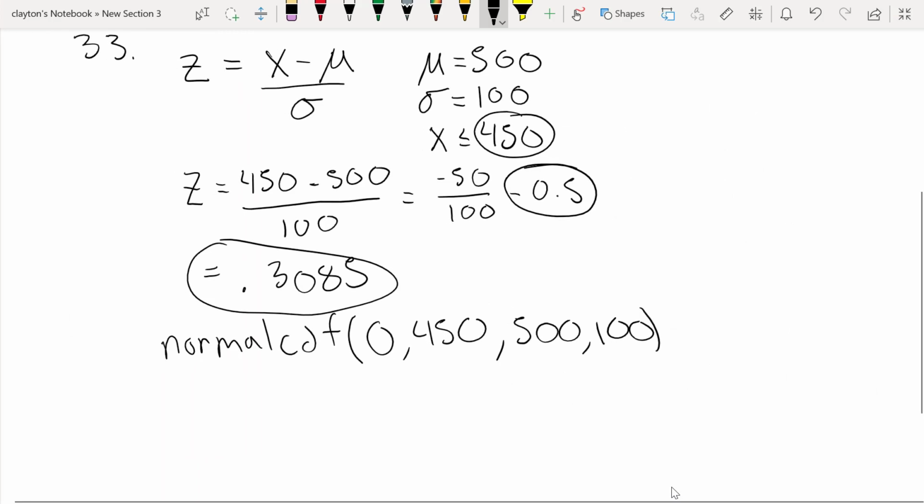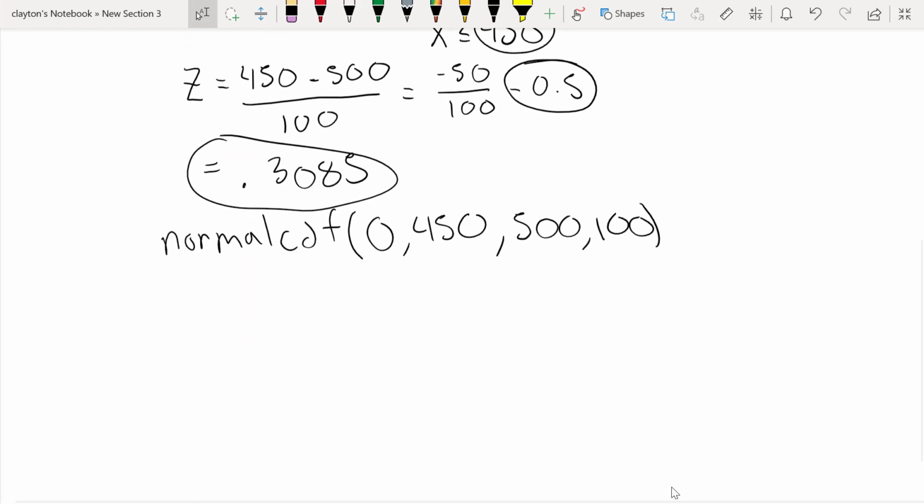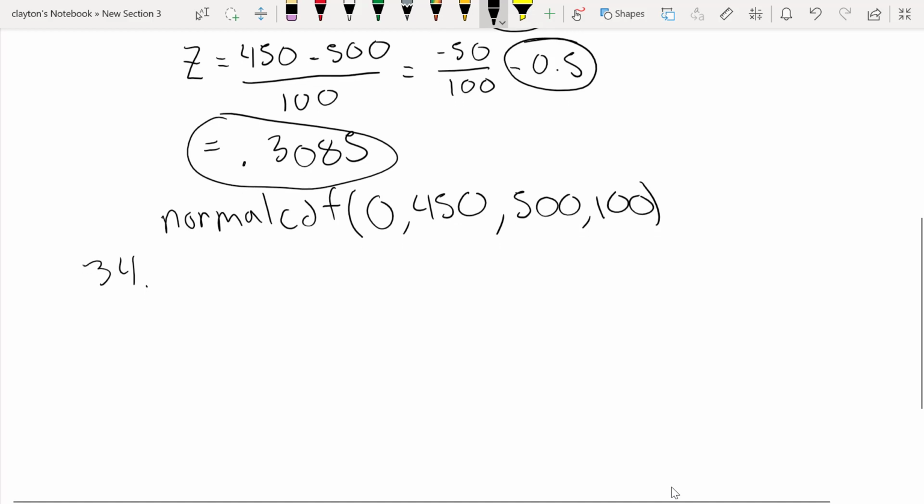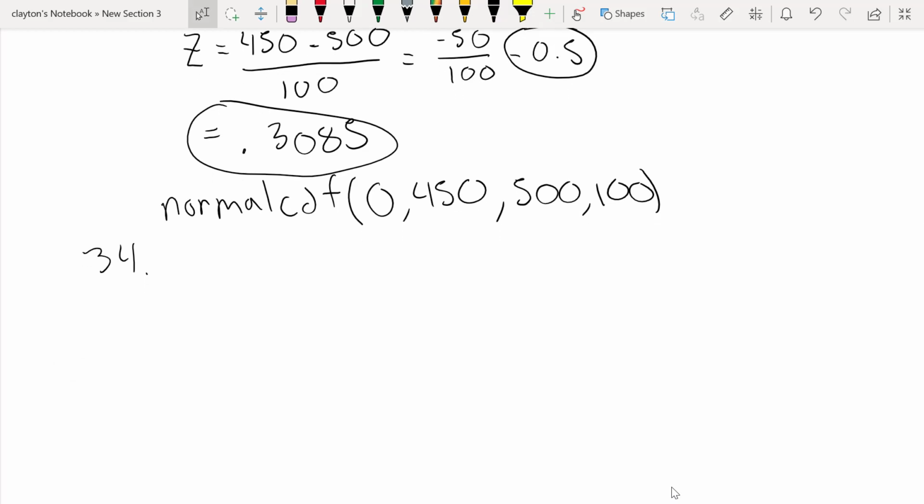Cool. And 34. So it still wants us to find these z-scores. Now, using the information in question 33, what is the probability that a randomly chosen test taker will score between 400 to 550? I guess it wants the z-scores associated with these two. Oh, I see. We can do it that way as well. Okay, we'll do it that way since it makes it a little bit interesting. So same mean and standard deviation.